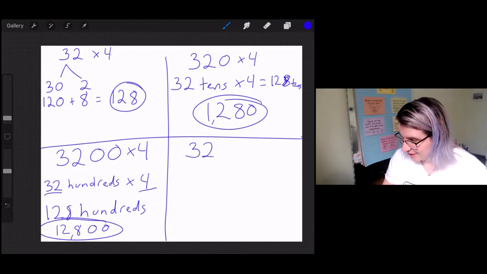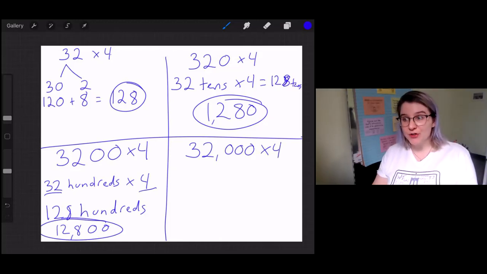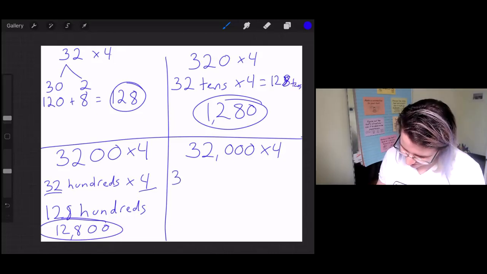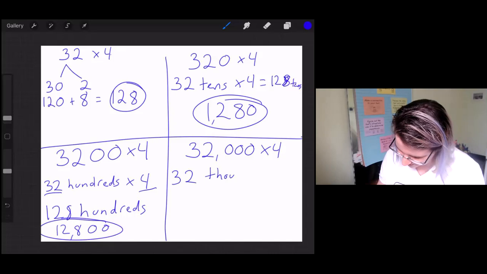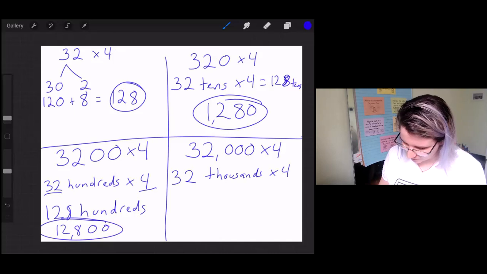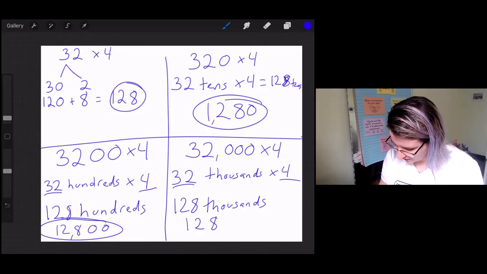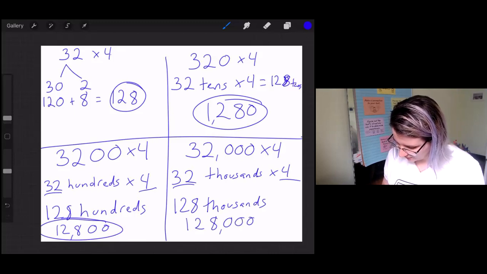Should we even look at one more? What if I ask you to solve 32,000 times 4? If you don't know the strategy, you're going to be like, Katie, what in the world? That is a huge number. I cannot solve that multiplication problem. But we can if we break it down into 32,000s times 4. We know that 32 times 4 is 128 thousands. Or in other words, 1, 2, 3 zeros.